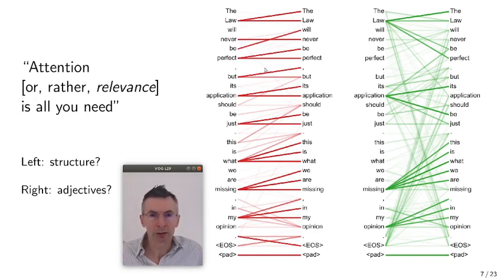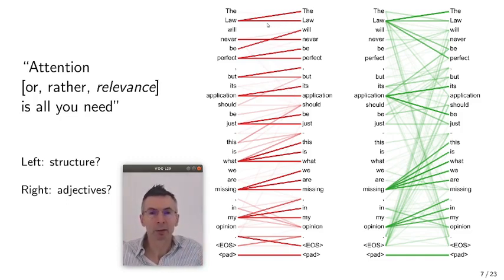I say according to certain criteria because there are many copies of this relevance structure, or attention structure, in the neural net that we're going to design. There are hundreds of these copies, and each of them is pulling out relevance according to a different aspect.